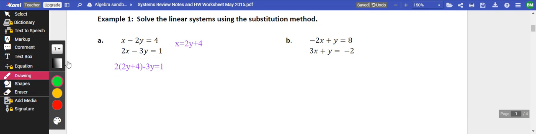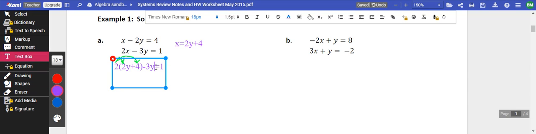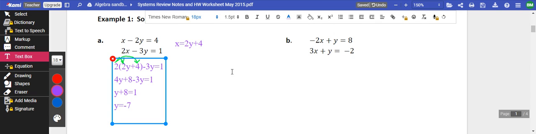Next, we do that fun and exciting thing everybody forgets, which is distributive property. Don't forget to do the distributive property. Okay, so we get 4y plus 8 minus 3y equals 1. We're going to combine like terms. 4y and 3y go together. 4y minus 3y is y plus 8 equals 1. Then we're going to subtract 8 from both sides, and we get y equals -7.